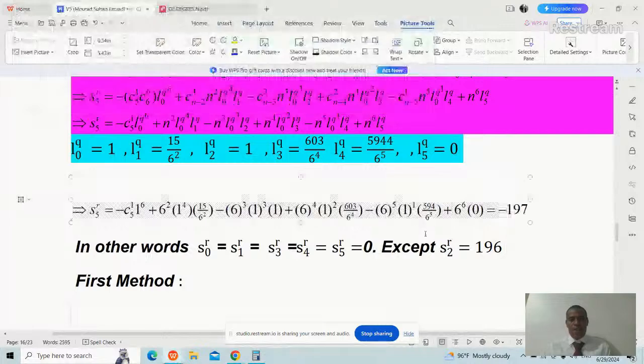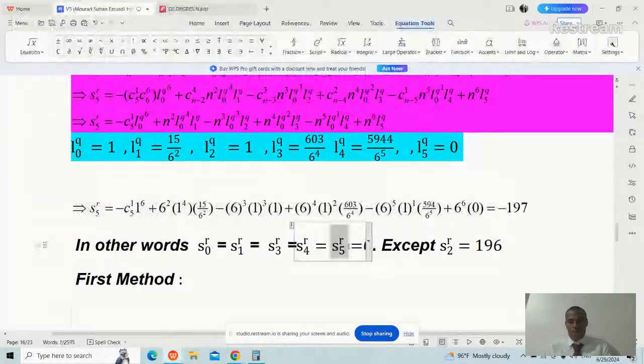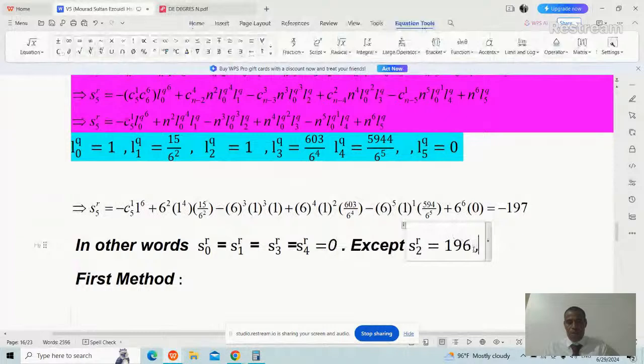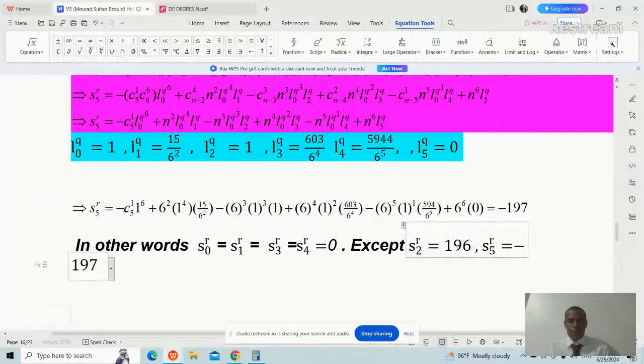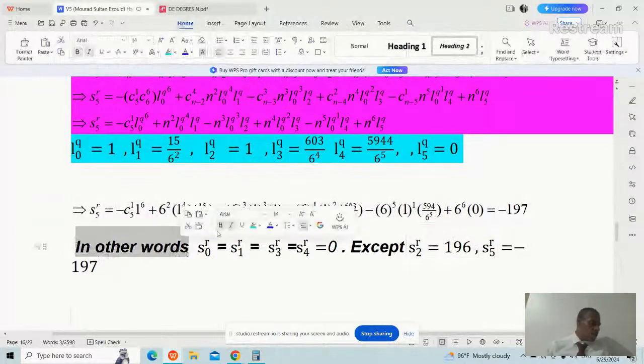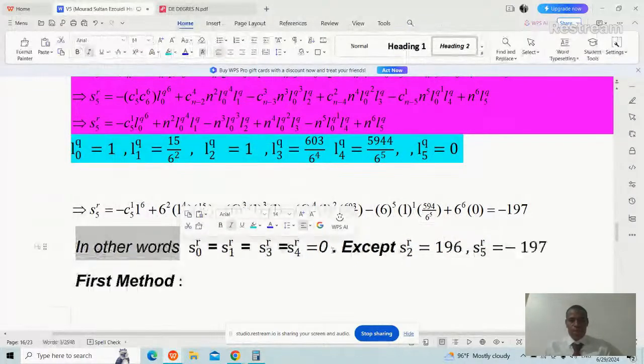I will just write S5 is equal to this one. Of course, everything else equals 0 here, except S2 and S5, which is equal to negative 197. Okay?